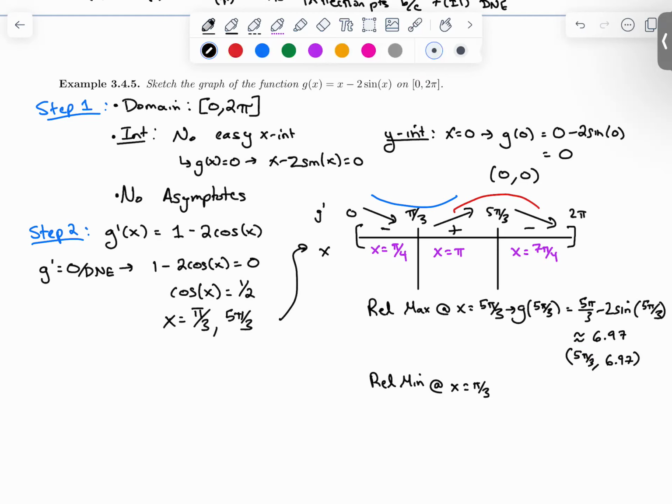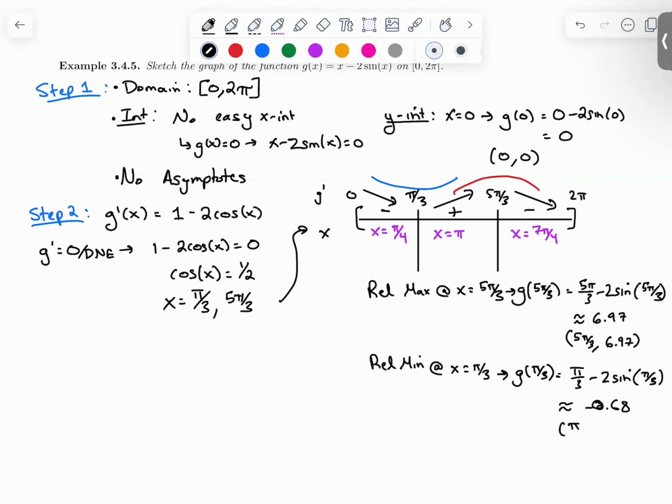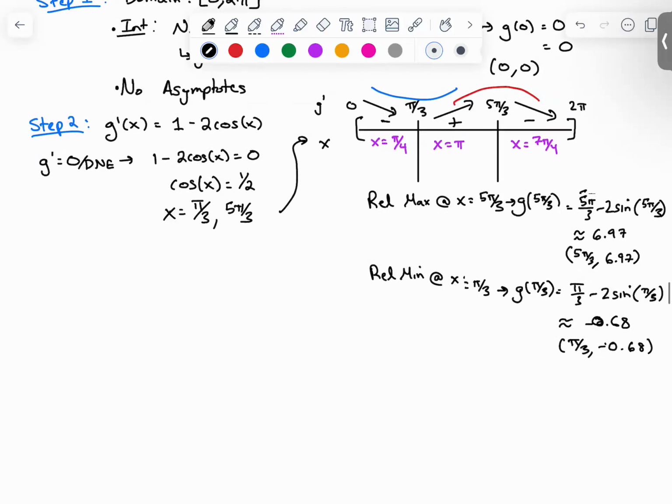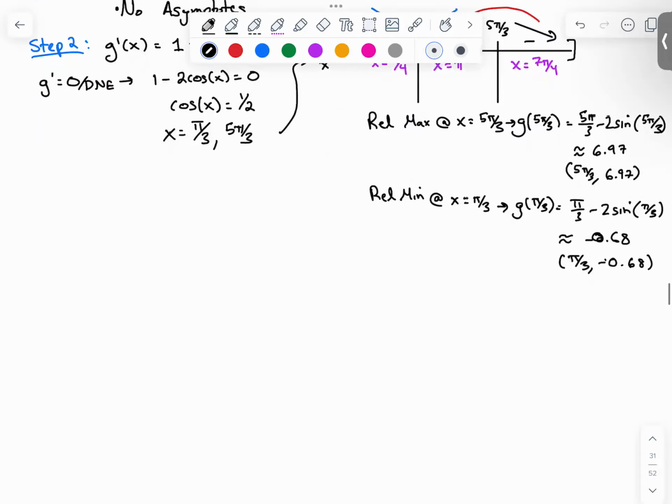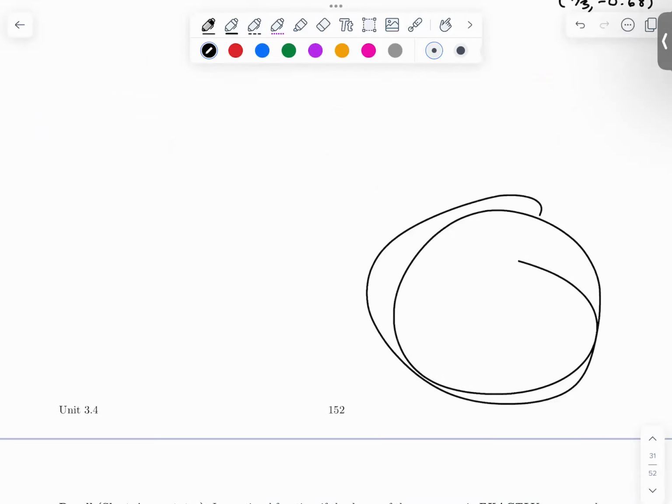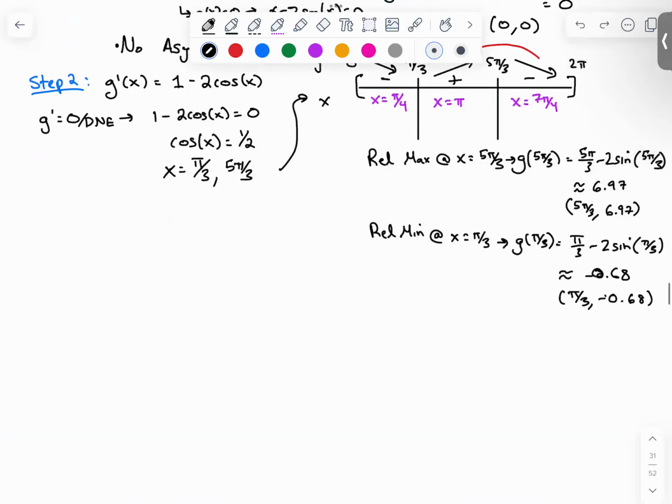I'll explain why. So then this would be g of pi over 3, which would be pi over 3 minus 2 sine pi over 3. And that will be approximately negative 0.68. So we've got the point pi over 3, comma negative 0.68. That was step 2. We're going to put the graph down here, so just leave that space free.